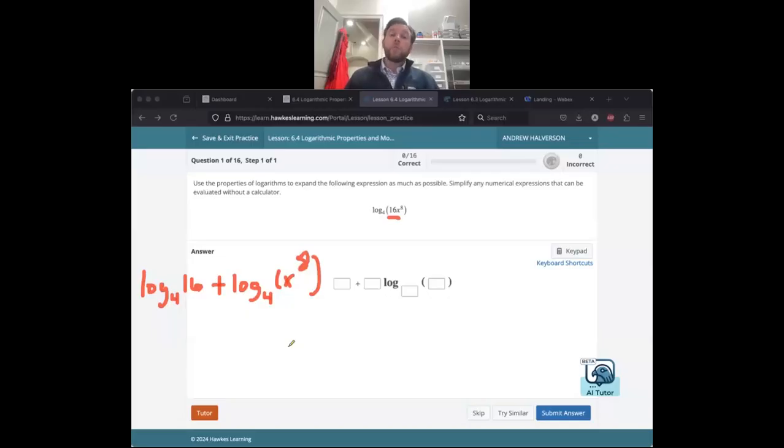Now, can I apply another property? Because we don't like exponents inside. So if you've got exponents inside, take it and plop it in front. So doing that would give log base 4 of 16 plus 8 log base 4 of x.